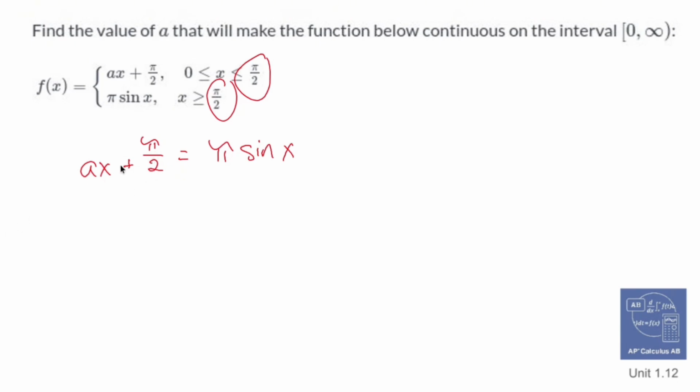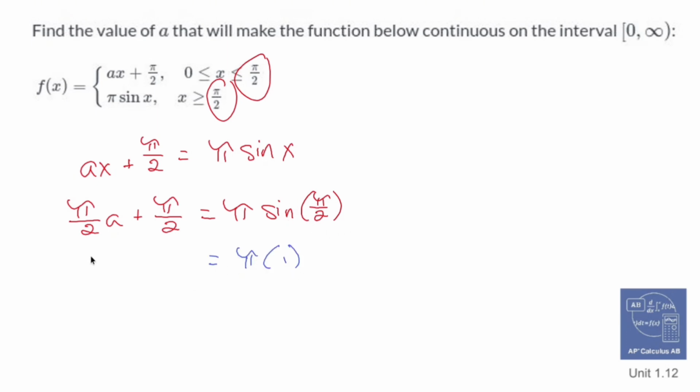Now at pi over 2 is where my guys need to connect. So I need to replace every x here with pi over 2. So you become pi over 2 times a, plus pi over 2, is going to equal pi sine of pi over 2. Now let's simplify a little bit. The sine of pi over 2 is 1, so the right side becomes pi times 1. So we have pi over 2 a plus pi over 2 is equal to pi.